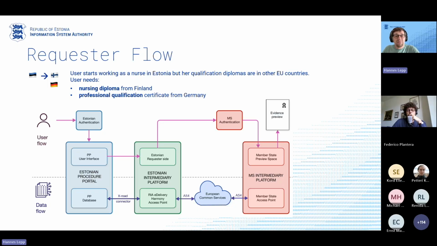So why is X-Road important here? X-Road reduces integration complexity and allows connecting to OOTS with minimal changes to existing systems. So in practice, this means faster onboarding and lower technical effort for Estonian authorities and procedure portals.